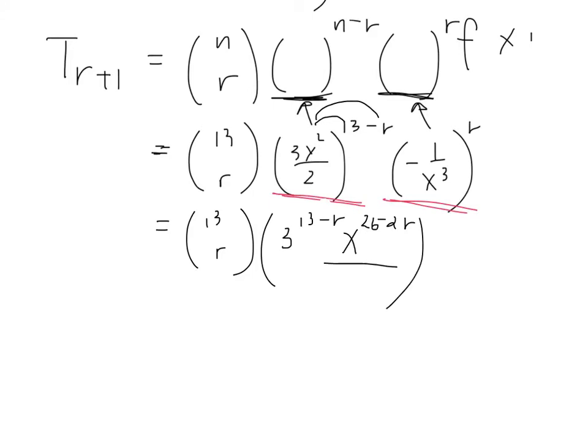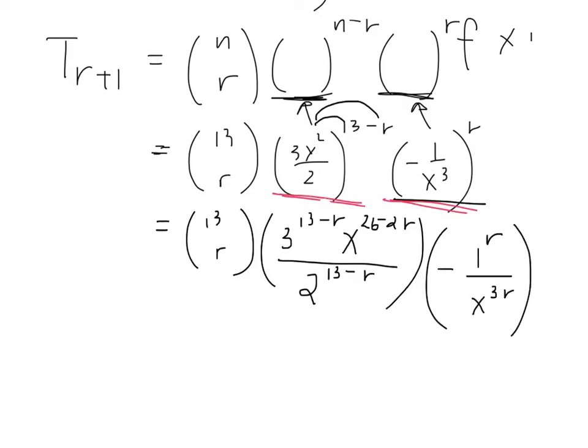Now, in the denominator, it's 2 raised to 13 minus r. We don't know the r yet. The next group is still negative. We don't know if r is even or odd, so we are not sure if it will become positive or remain negative. So we have negative 1 to the r and then x to the 3r.